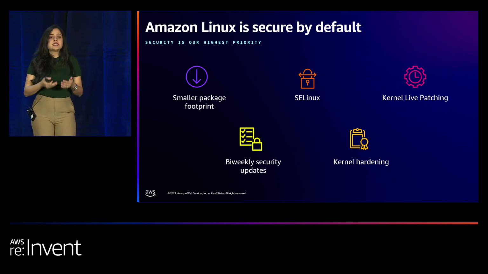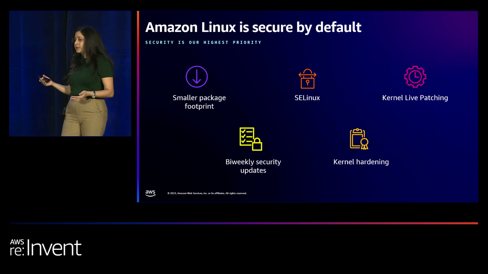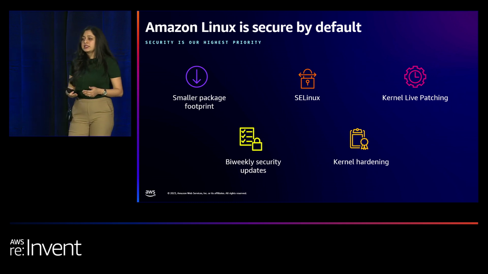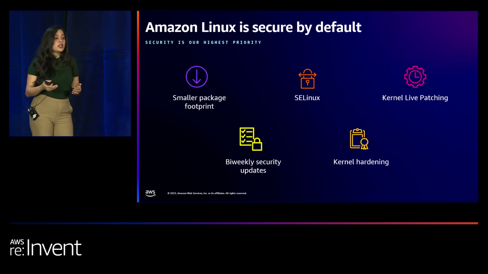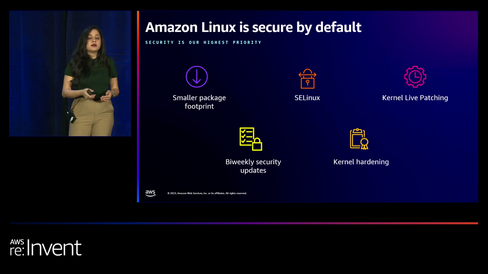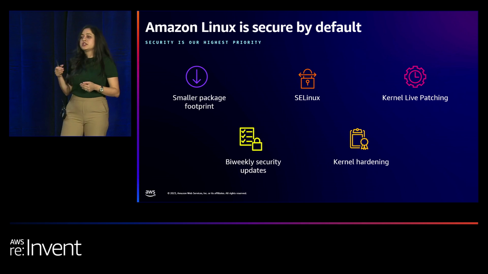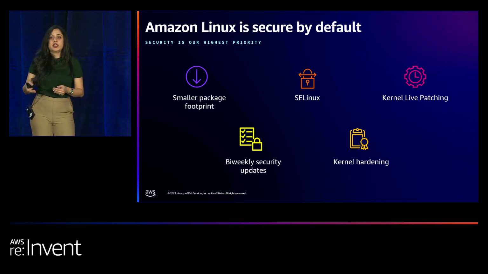The first one is the bi-weekly security updates. Every 2 weeks, we provide a security update, and for every one of those updates, we provide a new Amazon Linux AMI. So if you're running a workload on AWS, the best thing to do is to always grab the latest AMI, because it will contain the latest, most recent security updates that are available for the operating system.